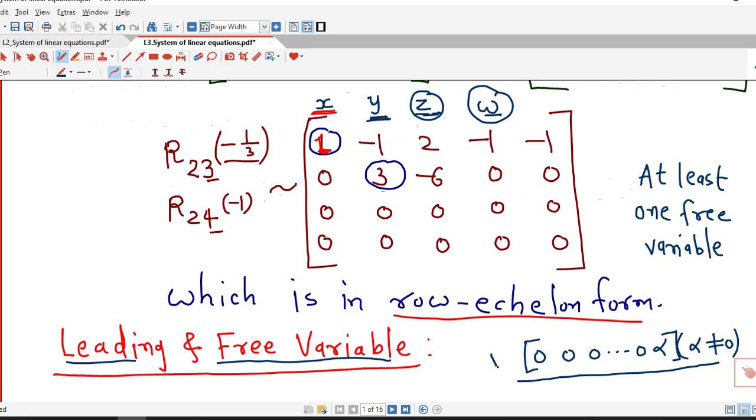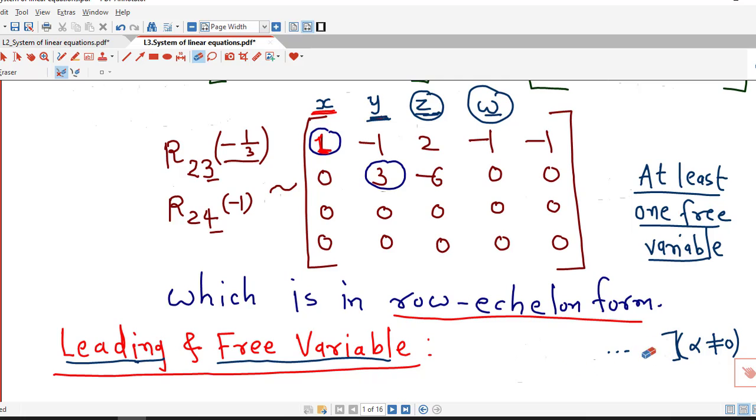Now if there is no row of this form in the row echelon form, then we have to check for leading and free variables. If all the variables become leading variables, then the system has a unique solution, and if we obtain at least one free variable, then the system has an infinite number of solutions. So here there are 4 variables in the given system, and we see that 2 variables become free variables. Therefore, this system has an infinite number of solutions.